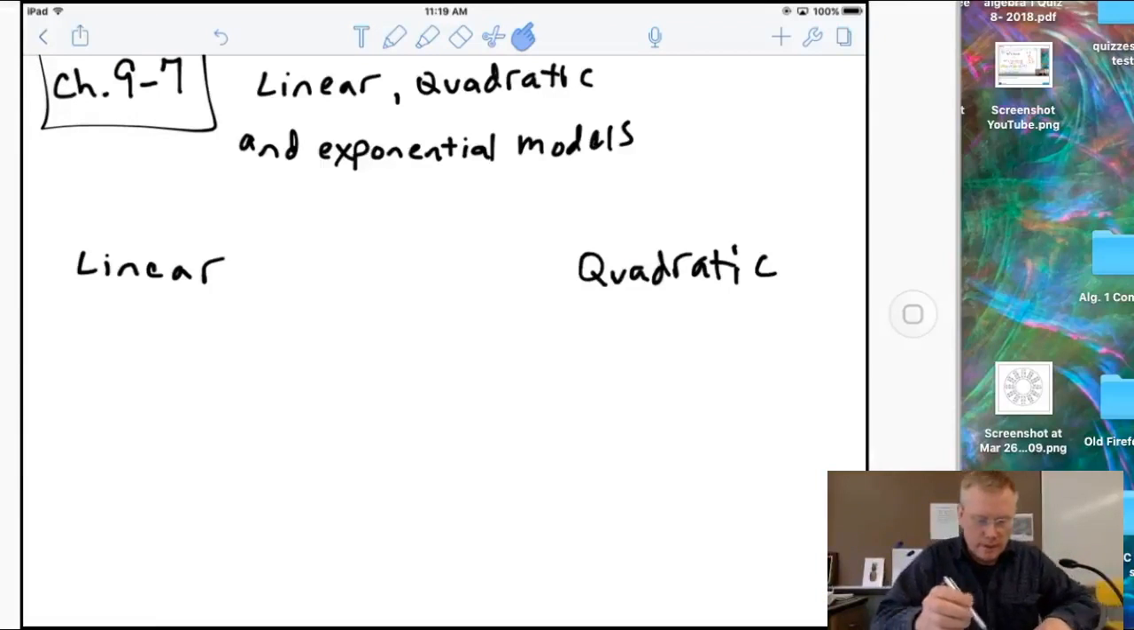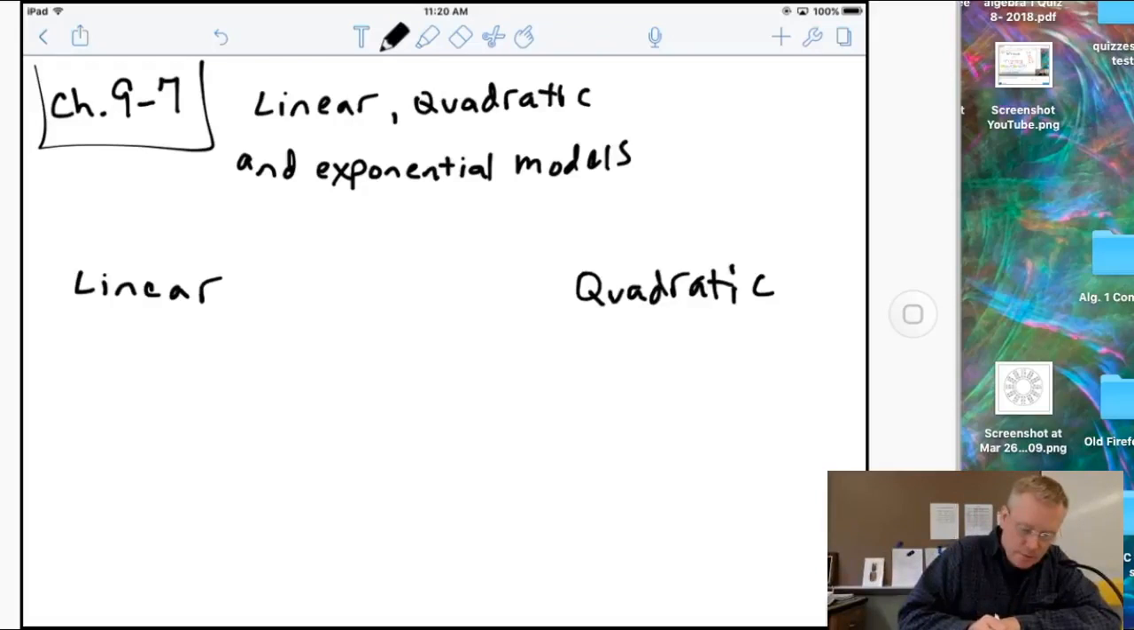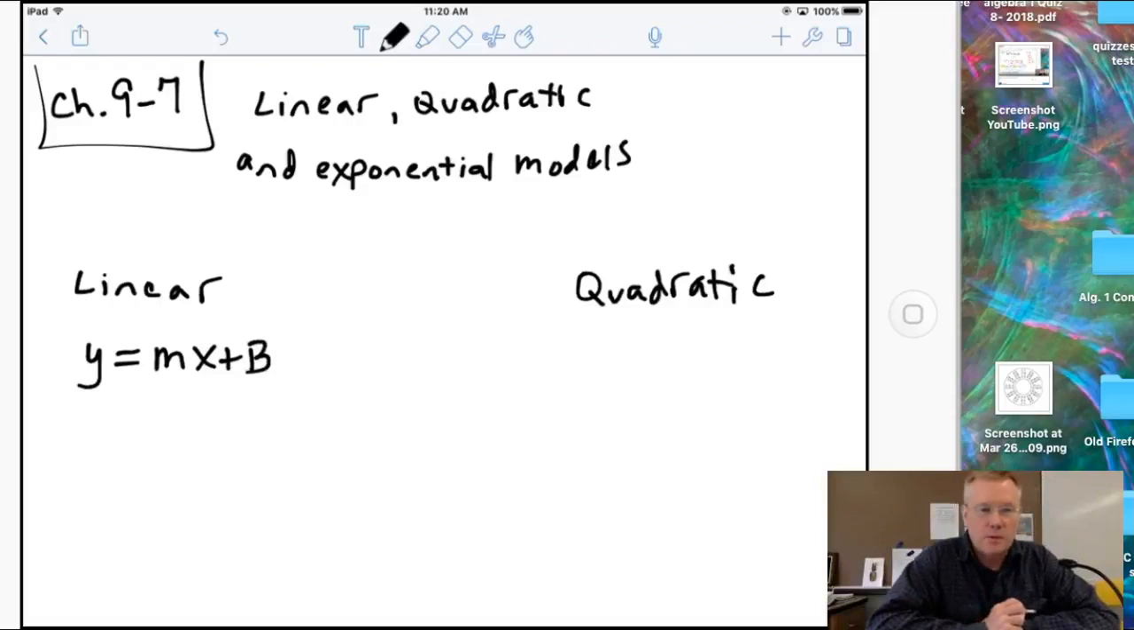Okay, hi there. Today I'm going to be covering chapter 9-7, which is linear, quadratic, and exponential models. So first I want to quickly touch on what each one of those types of equations looks like. Linear is something you should be very familiar with. That's y equals mx plus b. Maybe it would be y equals 3x plus 2, or y equals negative 2x minus 1, something like that.